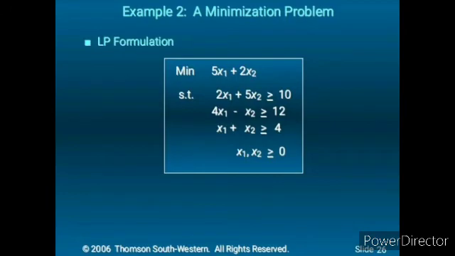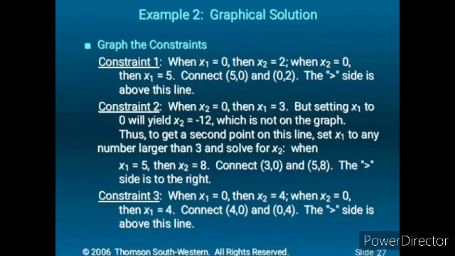So, let's start. Okay? So, what we will minimize here is 5 x sub 1 plus 2 x sub 2 using the constraints given in this slide. Okay? So, continue. So, for example, constraint number 1: when x sub 1 is 0, then x sub 2 is 2. When x sub 2 is 0, then x sub 1 is 5. Connect 5, 0 and 0, 2. The greater than side is above this line.